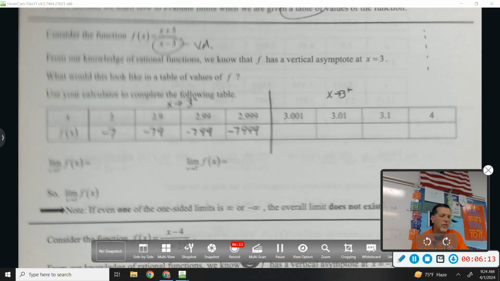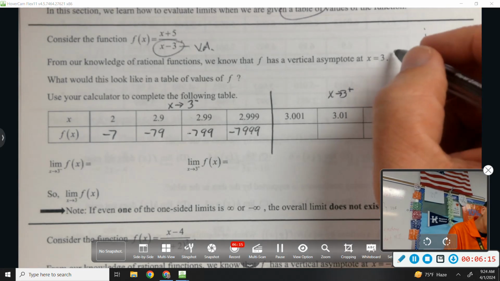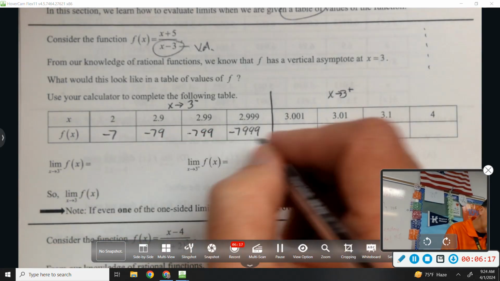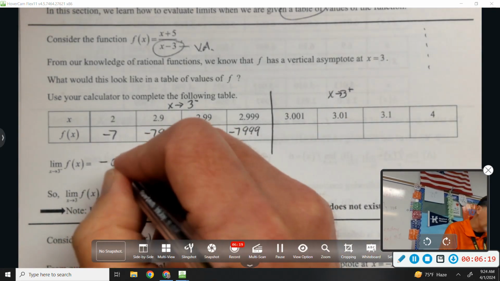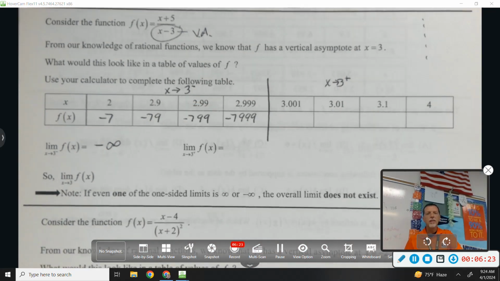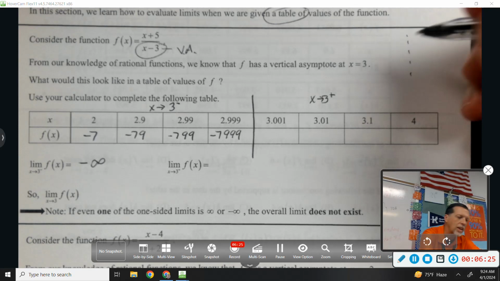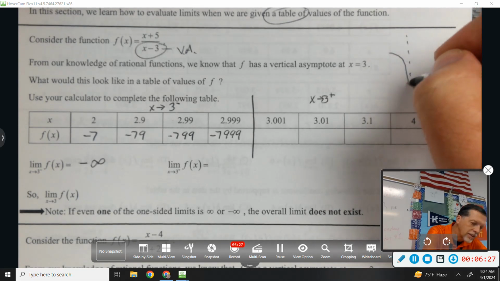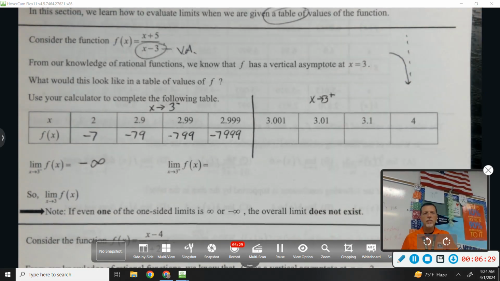What's the limit as x approaches 3 from the left? What are those points doing? Negative infinity. They're getting bigger and bigger in the negative direction. Their magnitude's getting bigger, I should say. So that's running off to negative infinity. If we did a graph, that would look like that.